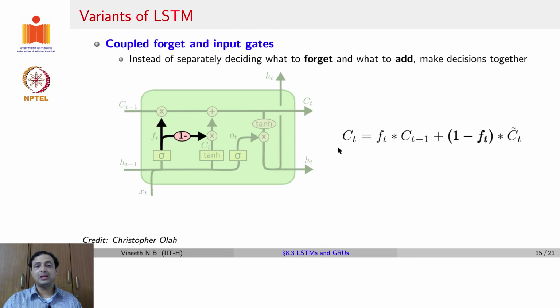Similarly, there has also been another variant known as an LSTM with coupled forget and input gates, where instead of having a separate forget gate and an input gate, the cell state is computed as FT element-wise product CT-1 plus 1 minus FT element-wise product C tilde. So you had an IT in the vanilla version of the LSTM, but in this version, the FT doubles up to serve both these purposes. So FT tells you how much to forget and 1 minus FT tells you how much to let in. This is a variant that has been proposed.